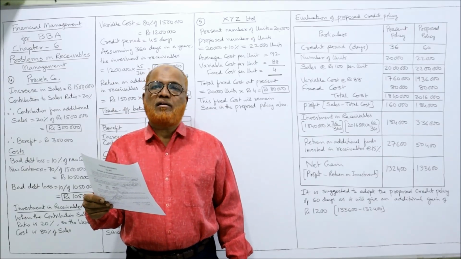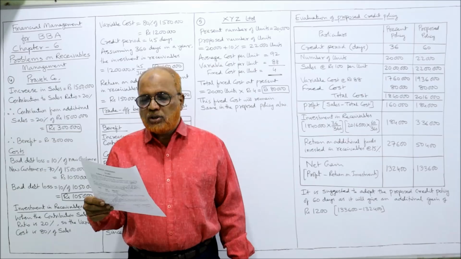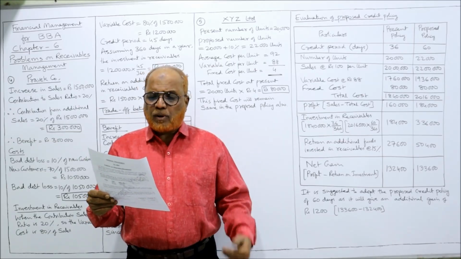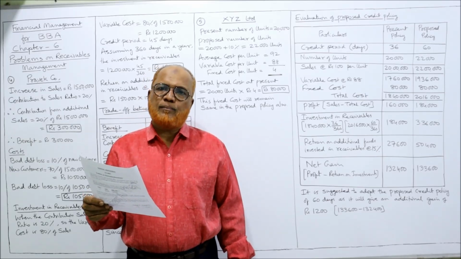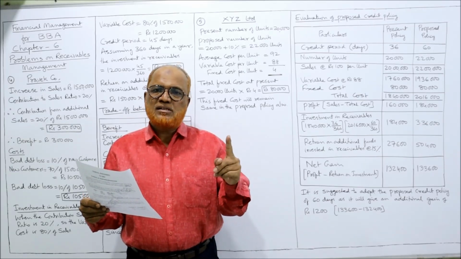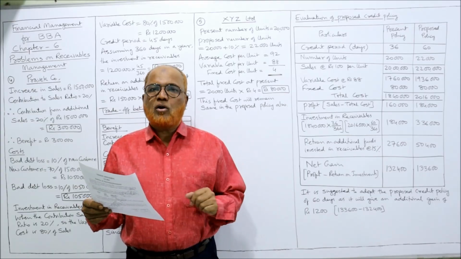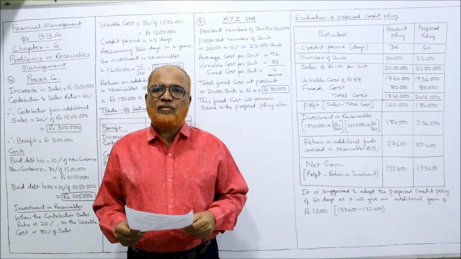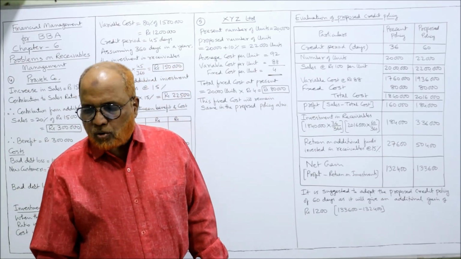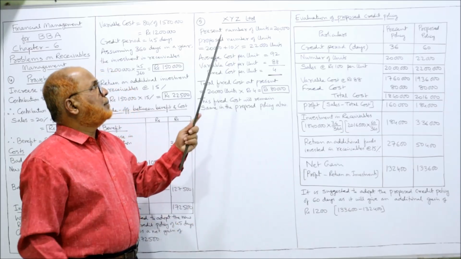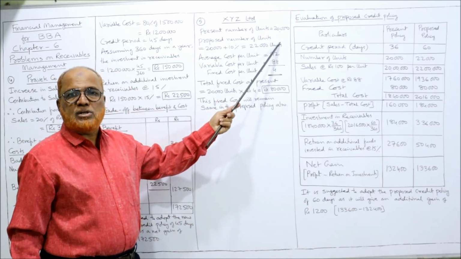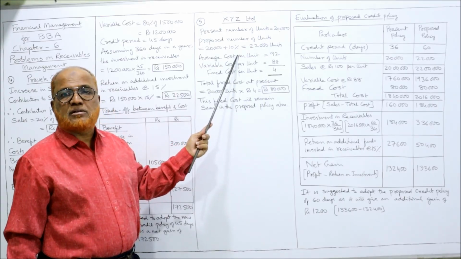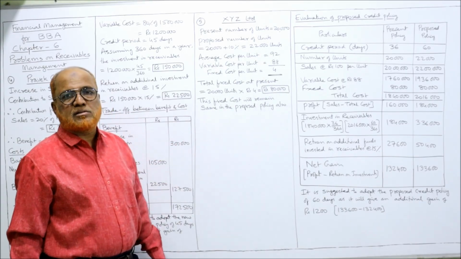Assuming 15% return on investment, should the firm relax its credit policy? In this problem, the new point is bad debts are not given. So only one benefit is there, that is profit, and one cost, return on additional funds invested in receivables. That's what we have to calculate, right? So how to proceed? See here carefully. Present number of units 20,000 is given and proposed number of units 20,000 plus 10%. So it will become 22,000 units.